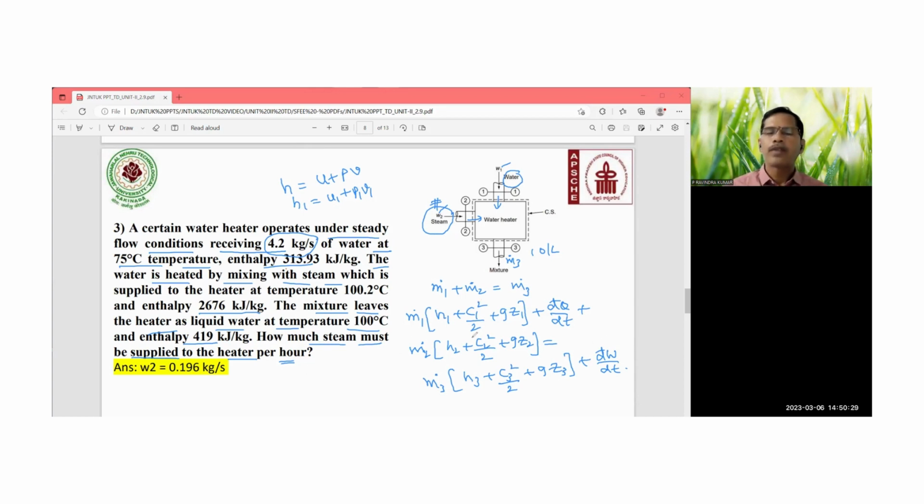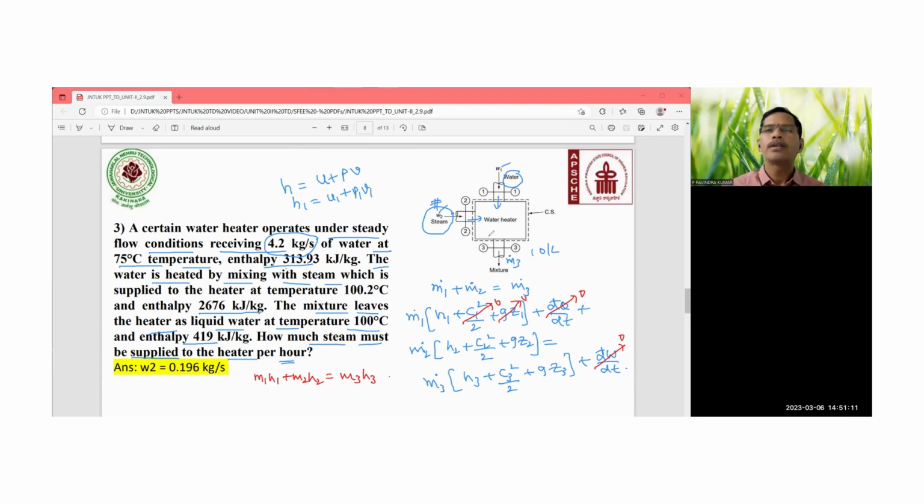Then, there are no kinetic energy terms and potential energy terms, so from this problem we understand that these are 0. The heat transfer terms are also 0. If the heat exchanger is perfectly insulated, then there is no heat exchange, so this is also 0. Finally, what you will get is m1 H1 plus m2 H2 is equal to m3 H3.